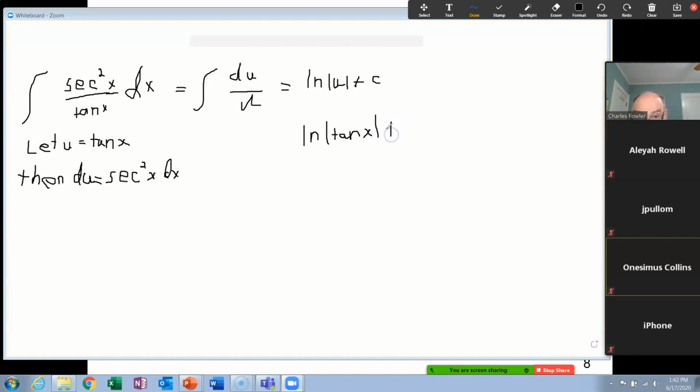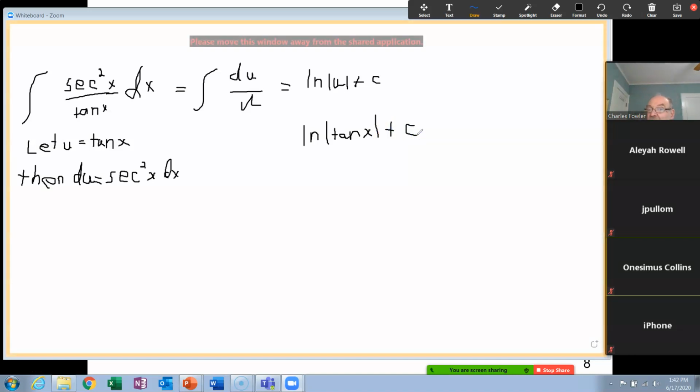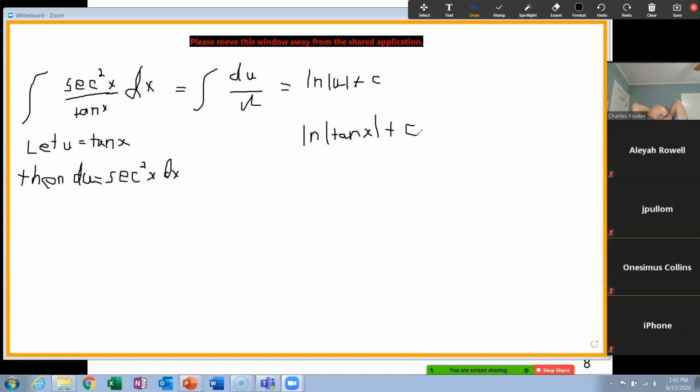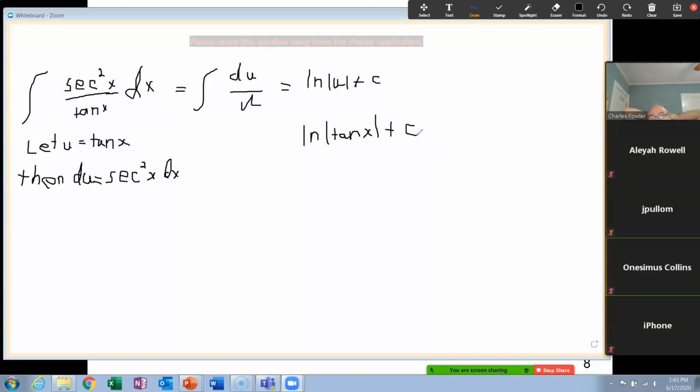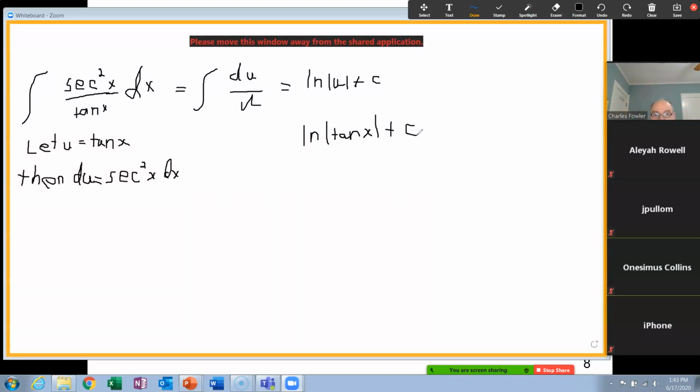Absolute value plus c. Now, there is absolutely no reason to even try to think of another way to express that constant. Well, I guess you could. You could say the log of c, and then the sum of two logs is the log of their product, I'm sorry, I said it backwards. So if you had called the constant log c, you could call your final answer log of c times tangent x. But there's no real reason to do that. So log tangent x plus c.